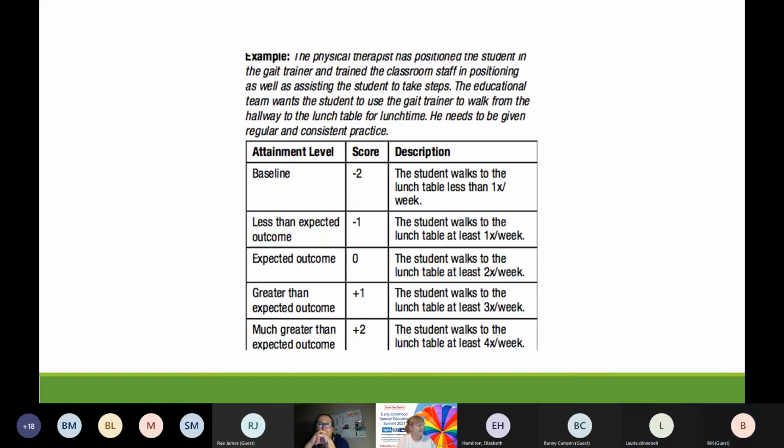Next slide, please. In this particular little girl's case, we're looking at her mobility and her gait trainer. Her current performance, identified as baseline, is she walks to the lunch table less than 1 time a week. For the expected outcome, the therapist determined twice a week. And this is all interesting because part of the issue is where do you start when you walk to the lunch table? If you happen to be over in zone 5 in the corner near the window and the lunch table is zone 1, it's a longer walk than from zone 3, but that's a conversation for another day.